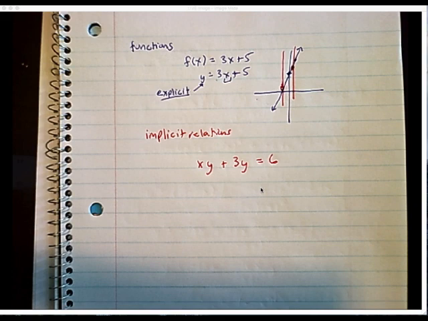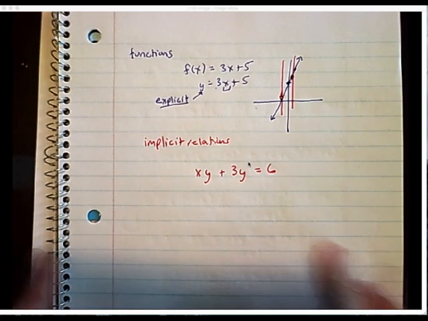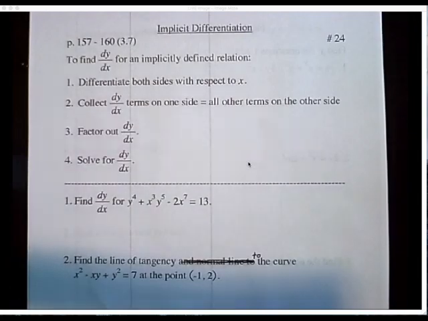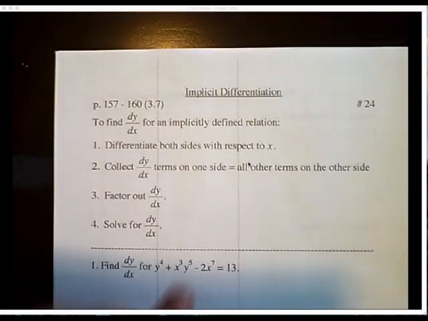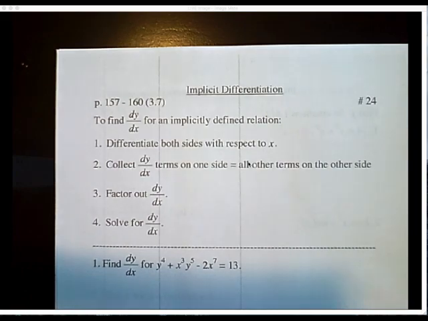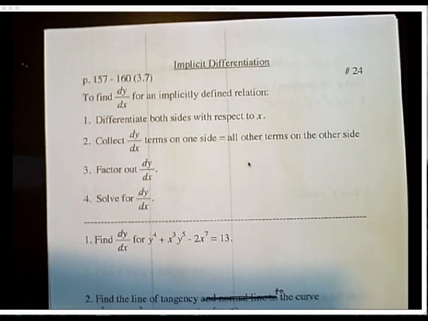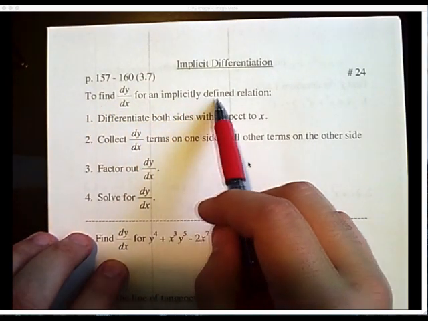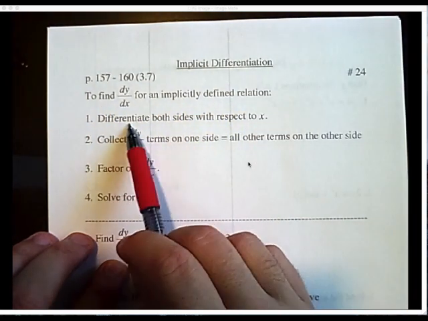So we have a special way to take derivatives of this thing. This might not be a function, but it still has a derivative. So we use a process called implicit differentiation to be able to take derivatives of things that might not be functions.